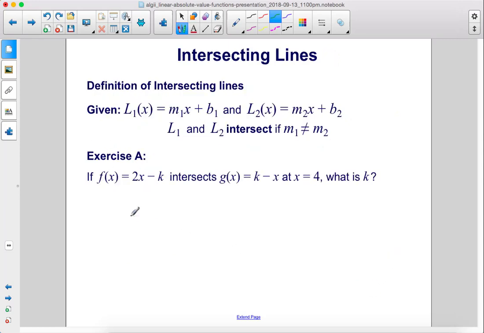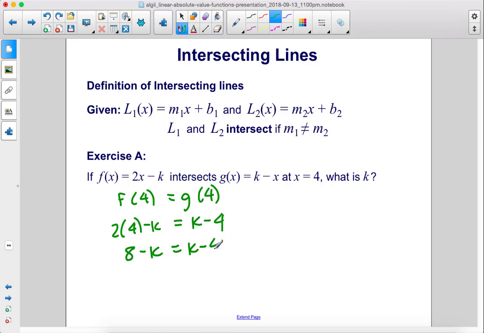Exercise A. If f(x) = 2x - k, and that line intersects g(x) = k - x at x = 4, what is k? All right, so what we know is that f(4) equals g(4), since both lines at 4 have the same y value. So we can set them equal to each other. That means 2 times 4 minus k, which is f(4), equals g(4), which is k minus 4. So that's 8 - k = k - 4.